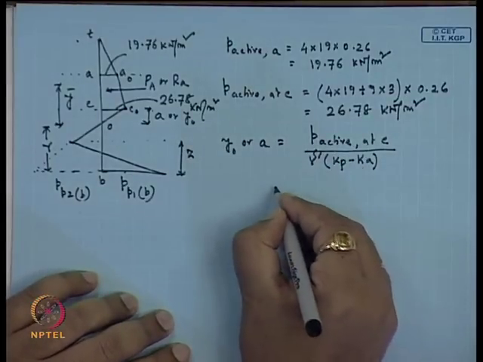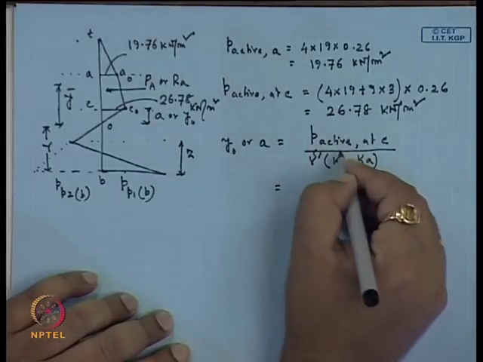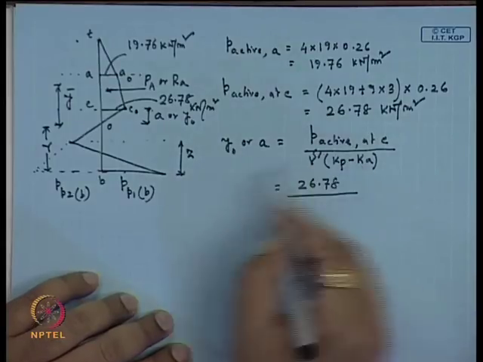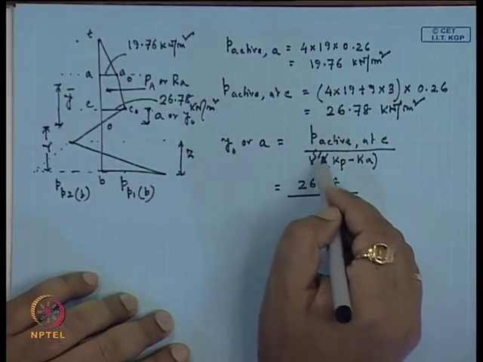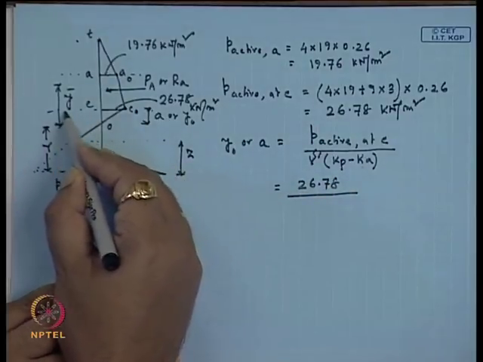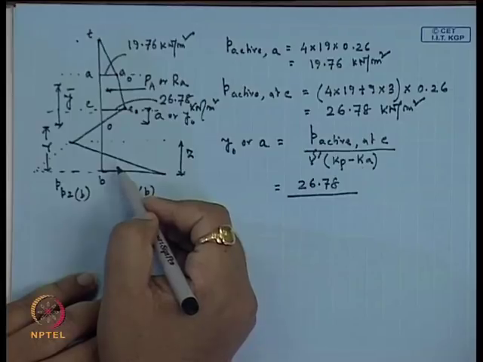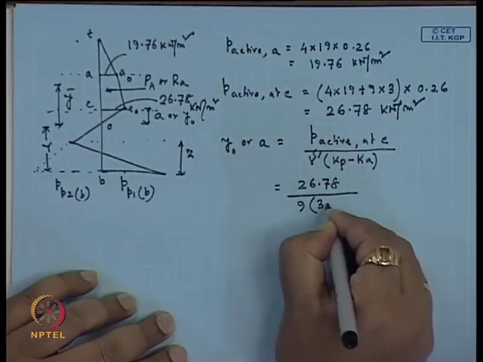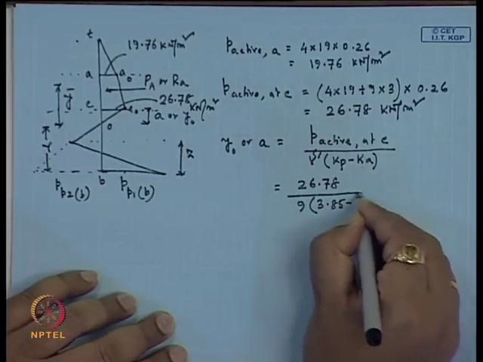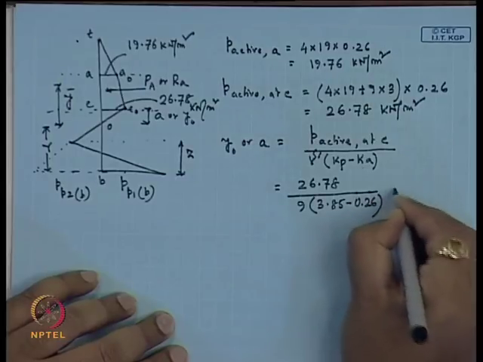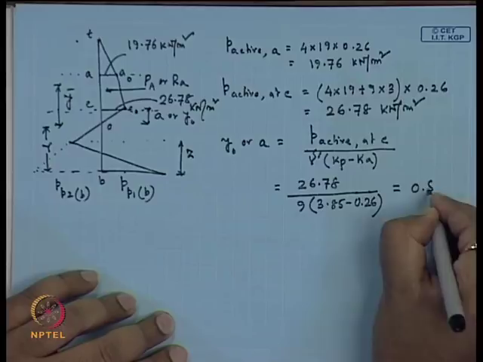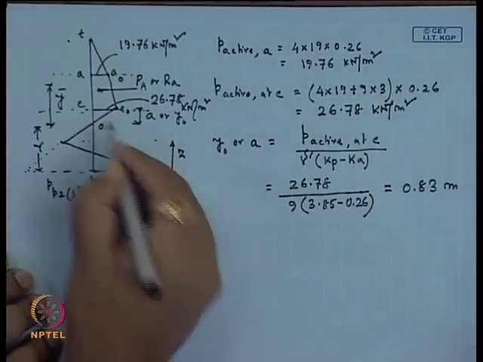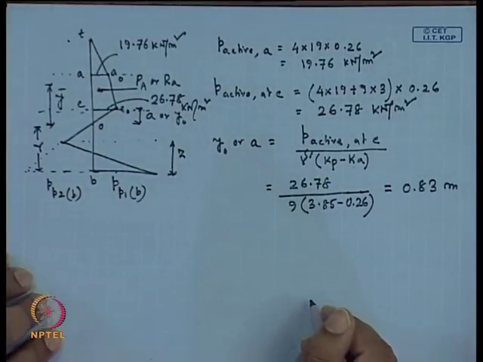Now, here A value will be, because P active at C, the active pressure at C is 26.78, then the gamma dash, which is the lower portion, gamma we are considering below the dredge level, because this A or this A dash point is below the dredge level. So, here the gamma value is 9. So, that is gamma into (K P minus K A), 9 into (3.85 minus 0.26). So, this A value is coming out to be 0.83 meter. So, O point is 0.83 meter below the dredge level.